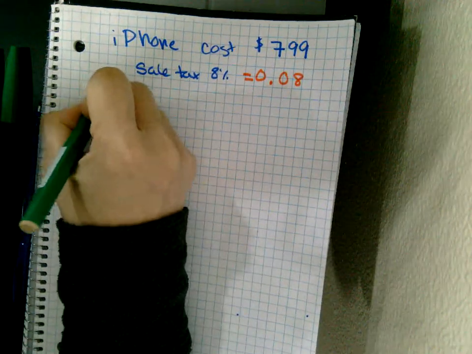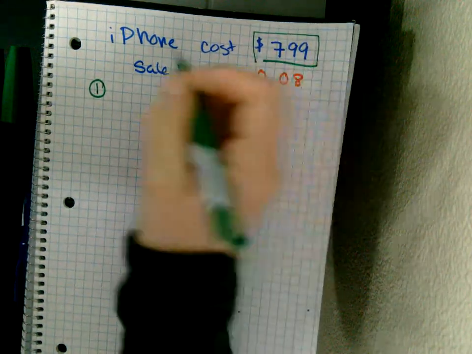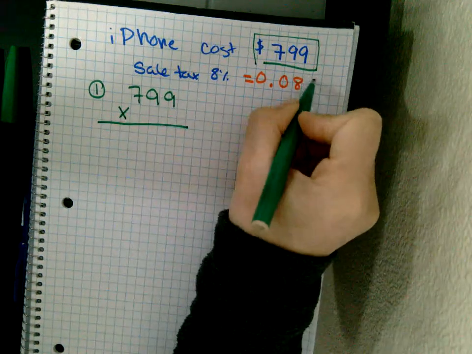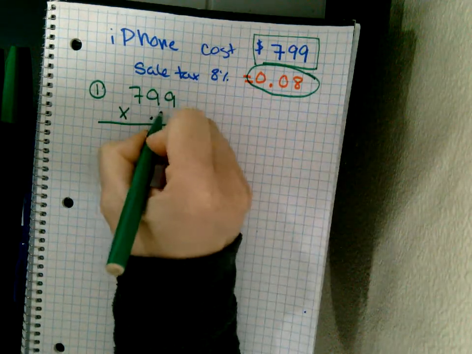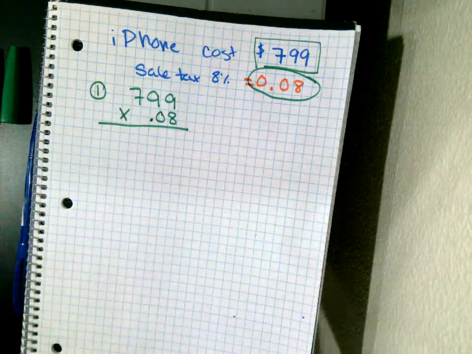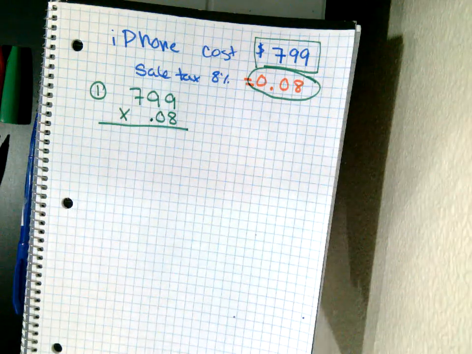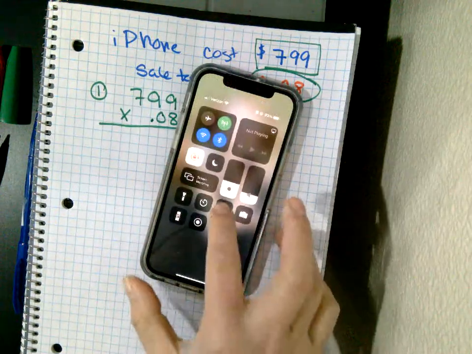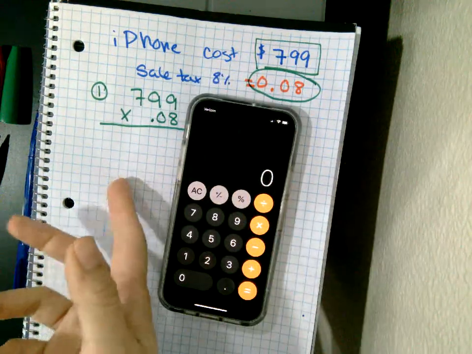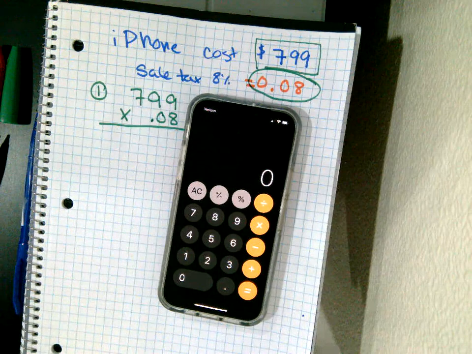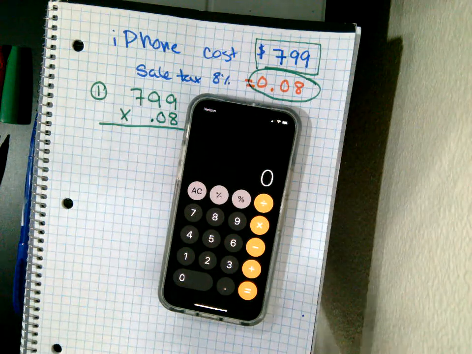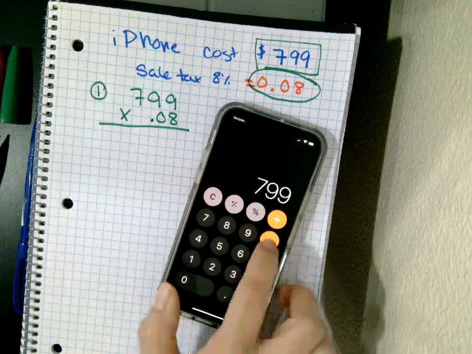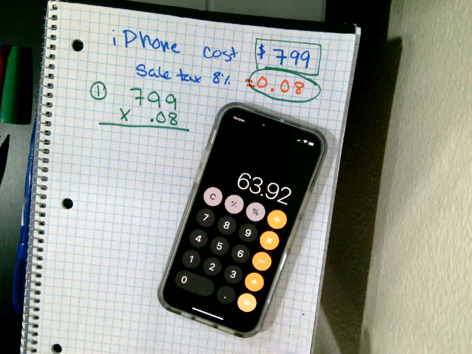The first step you're going to do is take your price, $799, and multiply it by your percent written as a decimal, 0.08. I do not want you to do the math on paper. Grab your calculator and use it. Why? Because if you get this on a test, they're going to allow you to use a calculator, so you might as well start using it.